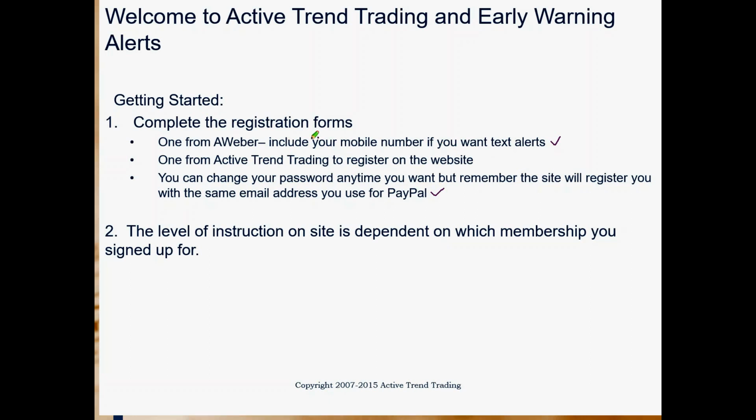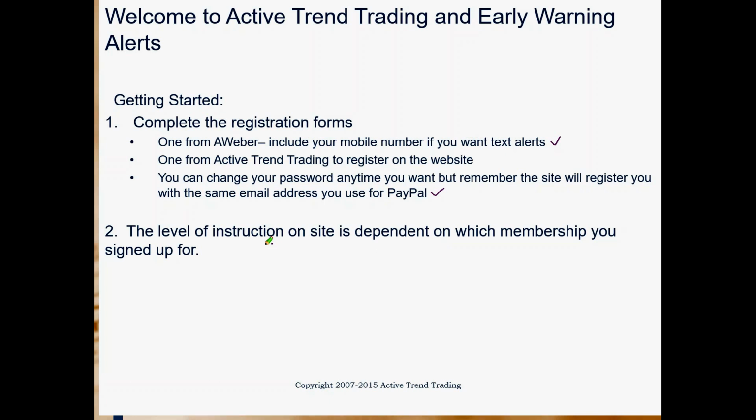It'll be the same thing on AWeber. It will send out the alerts to that email address. If you need a modification made to that, please drop me an email and we'll make the modification for the AWeber alerts. Then on the site, you'll see that the level of instruction on the site is dependent on which membership you sign up for.